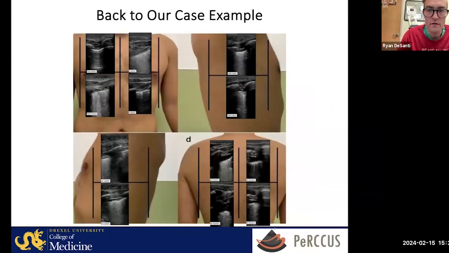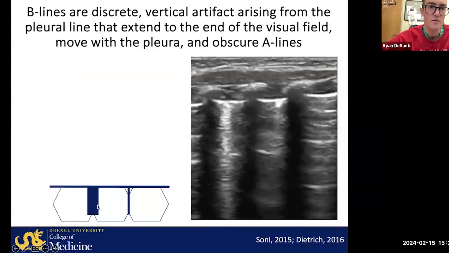And so coming back to our case example, I did lung ultrasound the first time I took care of the patient. And what we can see is some regions of normally aerated lung in the patient, one region where there was a consolidation, and one region where there's a small consolidation, but most of the regions have vertical haziness, which are called B-lines, which we'll talk about next.